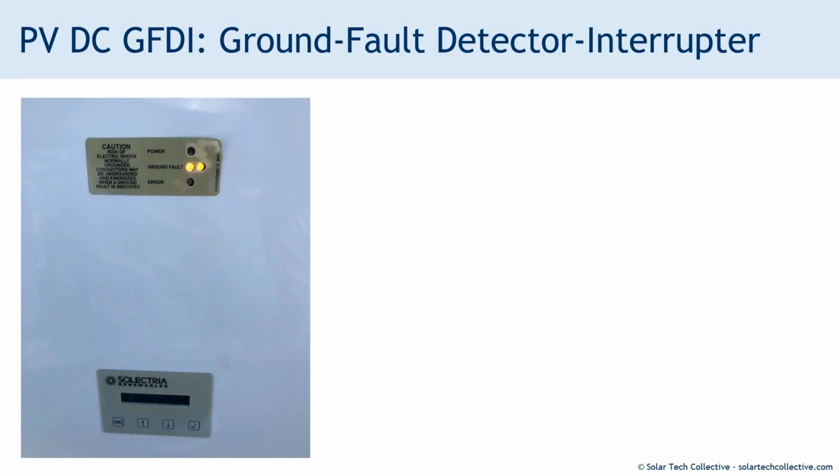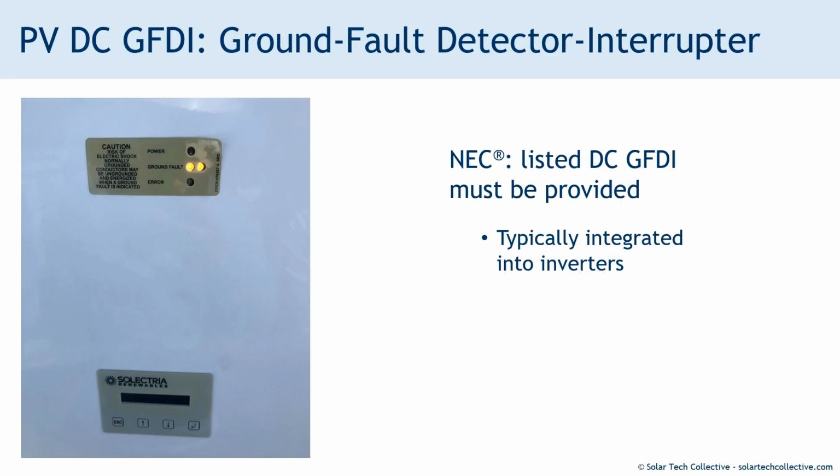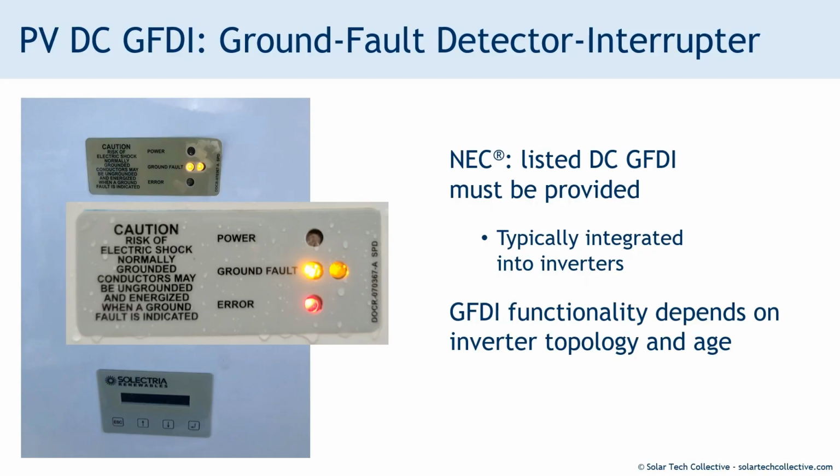And a PV DC GFDI is a ground fault detector interrupter. GFDI attempts to make PV systems more safe by detecting ground faults and interrupting the flow of current. All inverters are going to have a listed DC GFDI as it's an NEC requirement, and it's typically going to be integrated into the inverter. GFDI functionality varies between inverters as it depends upon the inverter's topology and its age.